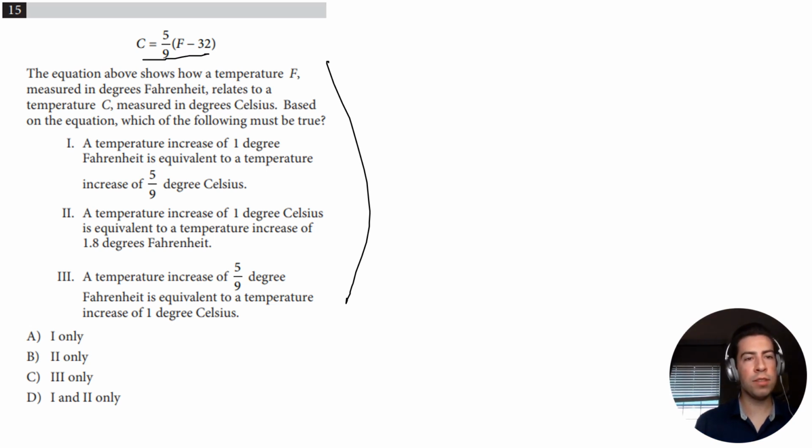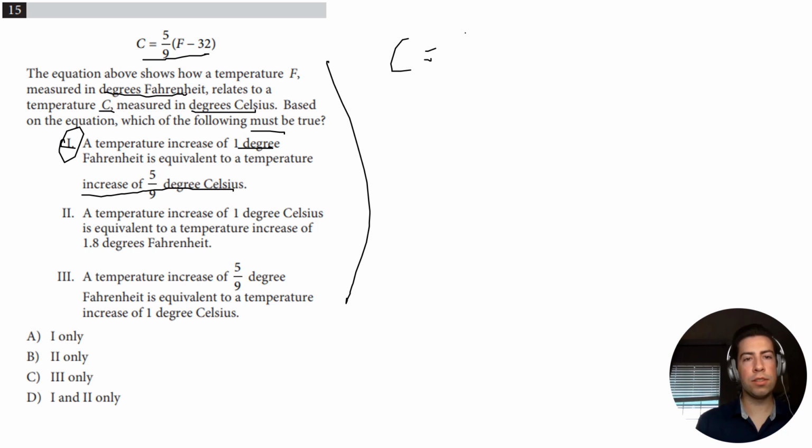It says the equation above shows how a temperature F measured in degrees Fahrenheit relates to a temperature C measured in degrees Celsius. Based on the equation, which of the following must be true, okay? So let's go ahead and start with this first one here, okay? So a temperature increase of 1 degree Fahrenheit is equivalent to a temperature increase of 5/9 degrees Celsius.